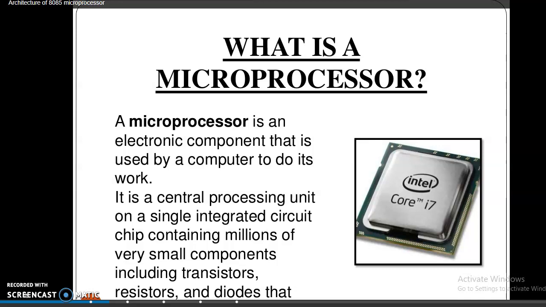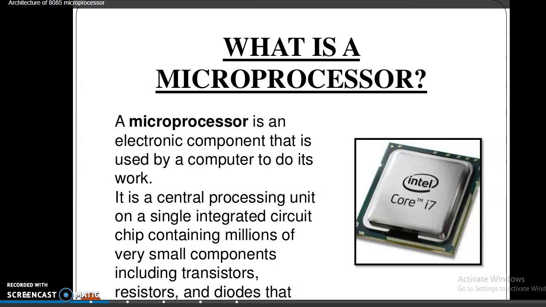Already you all know what a microprocessor is. It means an electronic component that is used by a computer to do its work. It is very tiny and small. It is a central processing unit on a single integrated circuit chip containing millions of transistors, resistors, diodes.